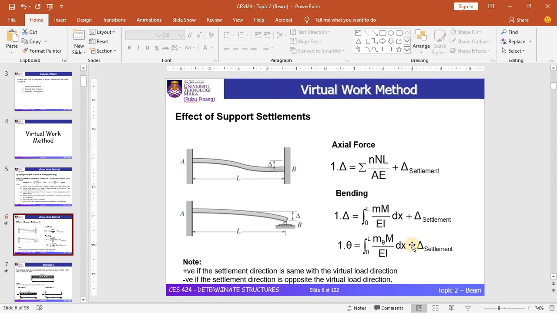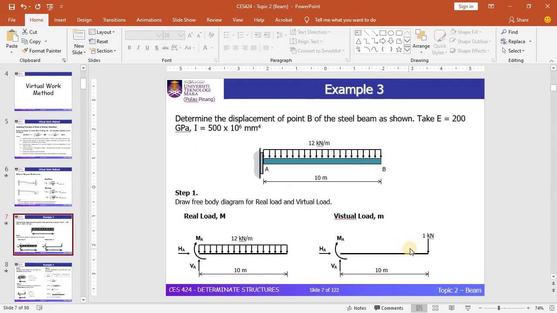So we start off with example 3. In this example, we have a cantilever beam loaded by a UDL of 12 kN per meter, given that E is equal to 200 GPa and I is equal to 500 times 10 to the power of 6. For the virtual work method, you need to have two diagrams that you can see here.